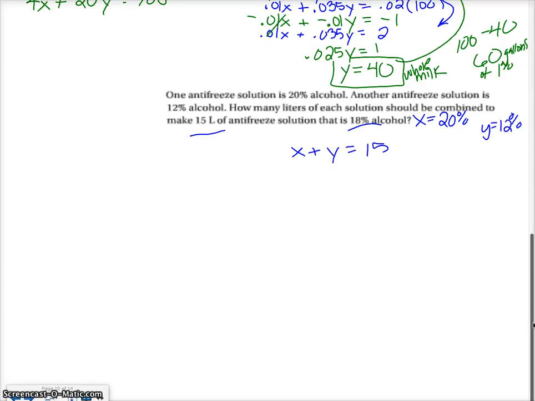Then, I need to do my percentage equation, and that's where it kind of messes kids up. So X is 20%, so 0.2X plus Y is 12%, 0.12Y. And then I have a final percentage of 18, so 0.18, but it's not just 0.18, it's 18% of the total gallons. I need that total gallons of 15. And then you would figure that out and use substitution or elimination. Both are effective strategies for that one.